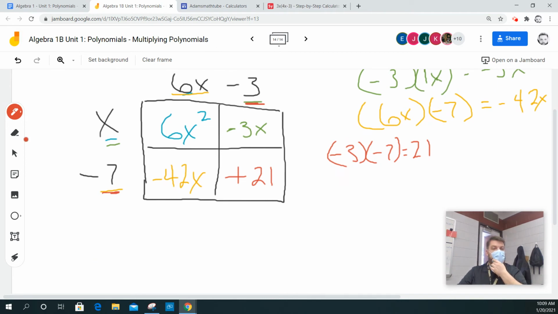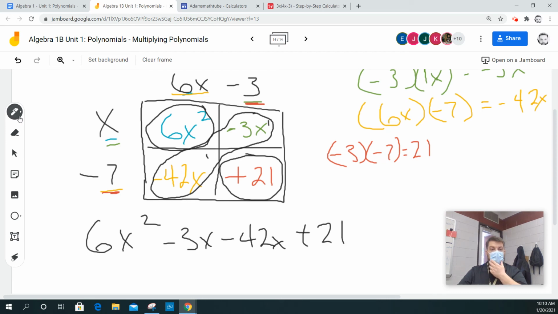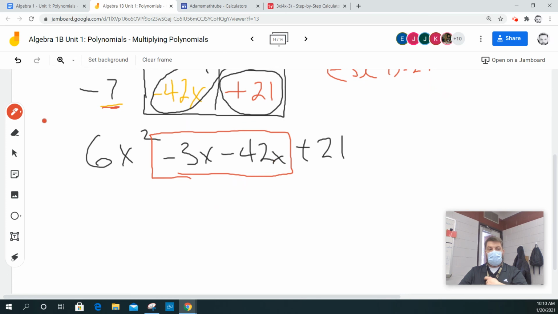And so we're just going to combine like terms, right? So I look for the x squareds first. I've got 6x squared. Next, I look for the x to the first powers. There's two of them. Negative 3x and negative 42x. And then lastly, I look for the constants. Now I'm noticing that I have 2x to the first powers, so I'm going to have to combine them.